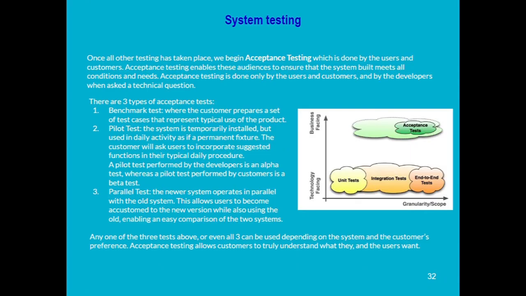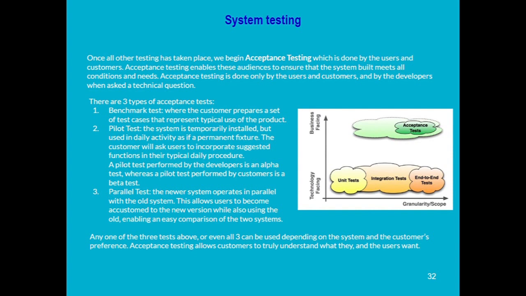Once all other testing has taken place, we begin acceptance testing, which is done by the users and customers. Acceptance testing enables these audiences to ensure that the system built meets all conditions and needs. Acceptance testing is done only by the users and customers and by developers when asked a technical question. There are 3 types of acceptance tests.